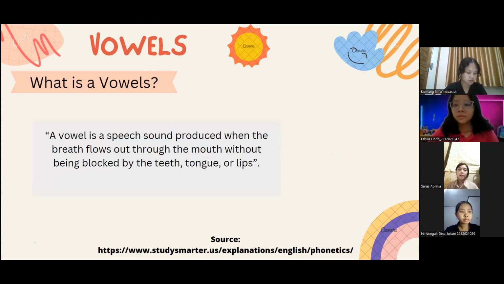What is a vowel? A vowel is a speech sound produced when the breath flows out through the mouth without being blocked by the teeth, tongue, or lips. So vowels are divided into two branches. The first is monophthongs.